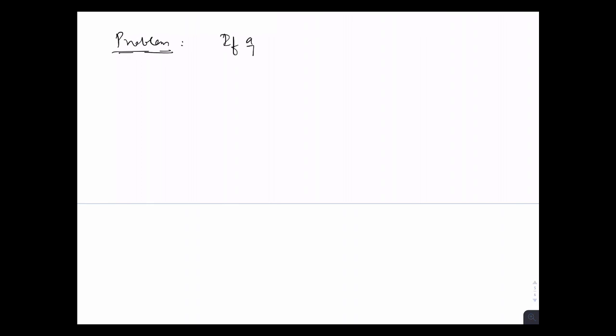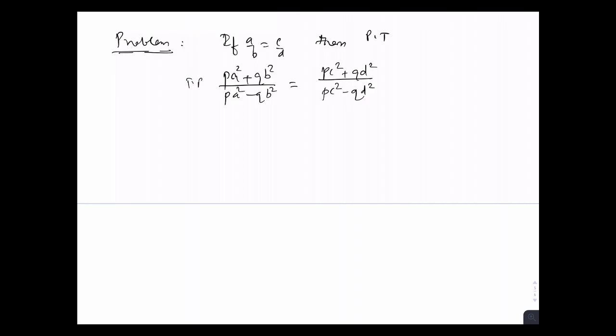So the problem says, if a by b equals c by d, then prove that (pa square plus qb square) upon (pa square minus qb square) is equal to (pc square plus qd square) upon (pc square minus qd square). This is what we have to prove. So what I do, I start with the given.